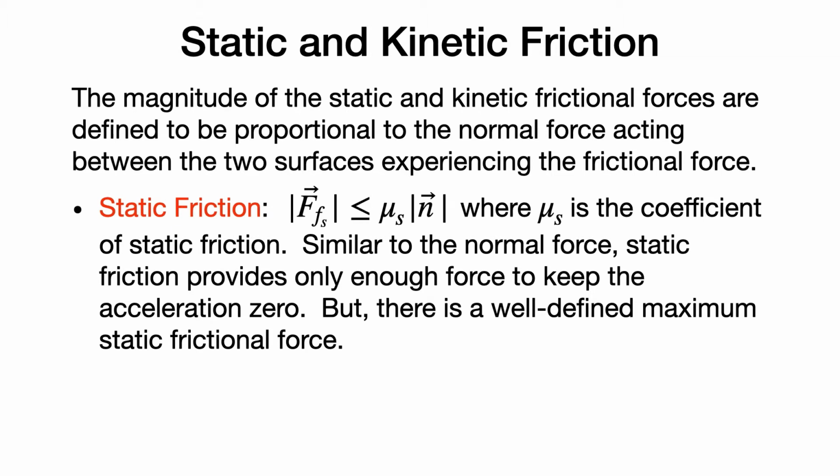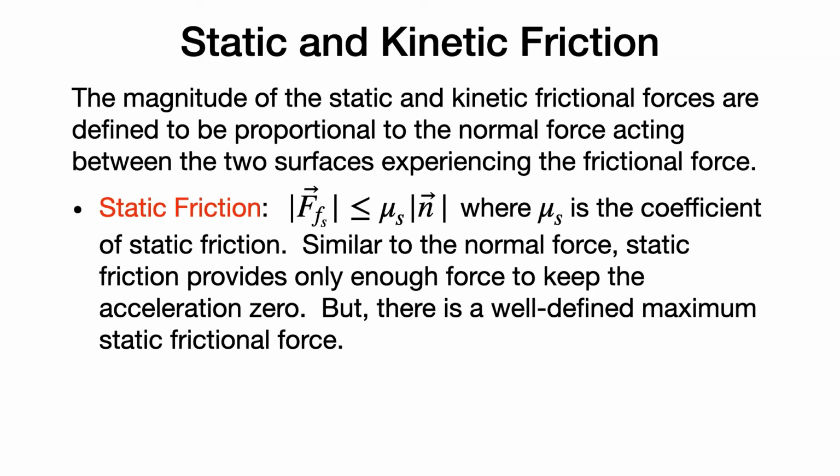Static friction is defined by the equation that the magnitude of the static friction is less than or equal to the coefficient of static friction, mu sub s, times the magnitude of the normal force. Now, the static frictional force is very similar to the normal force in that it provides only enough force to keep the acceleration of the object zero. Remember, it's static friction. The two objects are not moving relative to each other. They have zero acceleration. And you only need as much force from static friction to keep the object from moving as you are pushing against the object with.